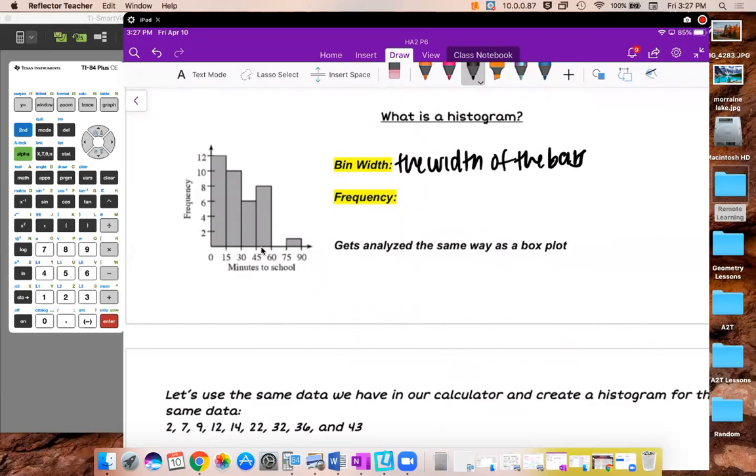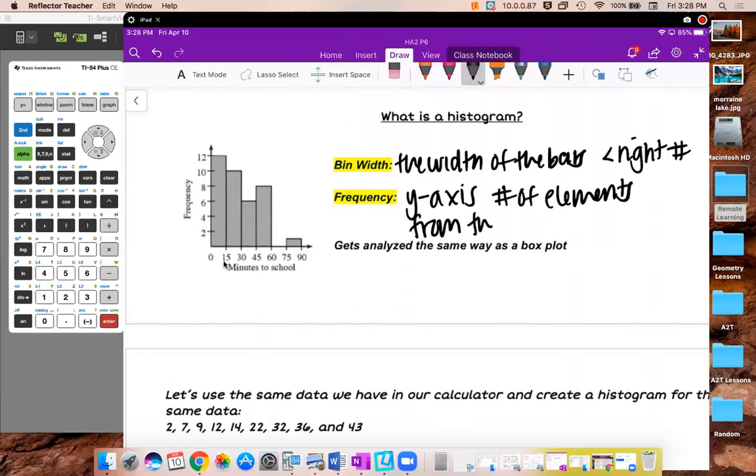And then the number on the far right side is always going to be less than that for the bar that it's next to. Since this is 15, all of the numbers in this bar are between 0 all the way up to like 14.999, but it's not 15. So this is always going to be less than the right number on your bin width. And then frequency is represented by your y-axis, and this is just the number of elements from the data in that bin or bar.